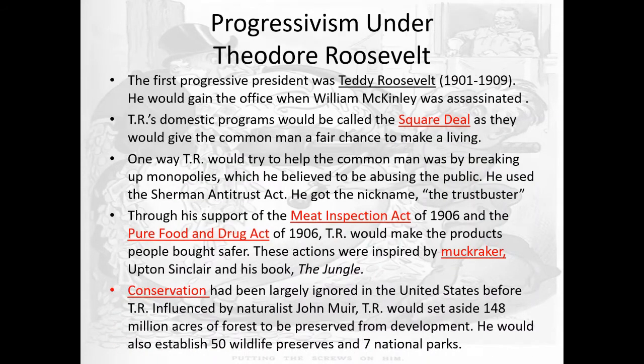Finally, Theodore Roosevelt was very famous for his conservation. Now, we think of Roosevelt as being a hunter and an outdoorsman, and he was, but he also wanted to conserve nature. He wanted to preserve it for people coming down the line. Conservation had largely been ignored in the United States before Theodore Roosevelt, influenced by naturalist John Muir, changed this. He would set aside 148 million acres of forest to be preserved for development. He would also establish 50 wildlife preserves and 7 national parks.